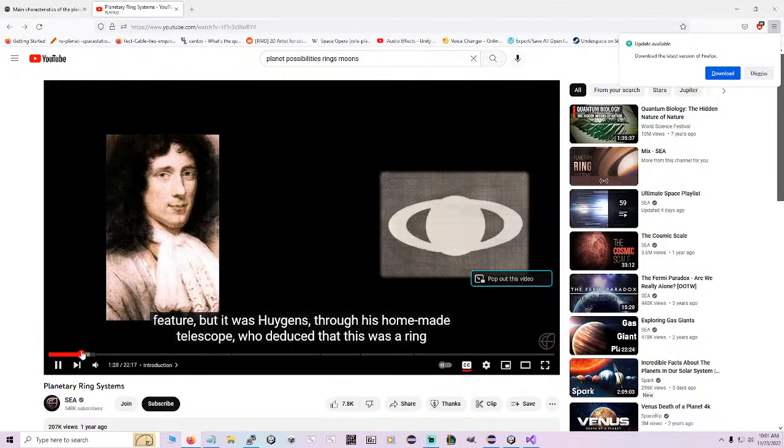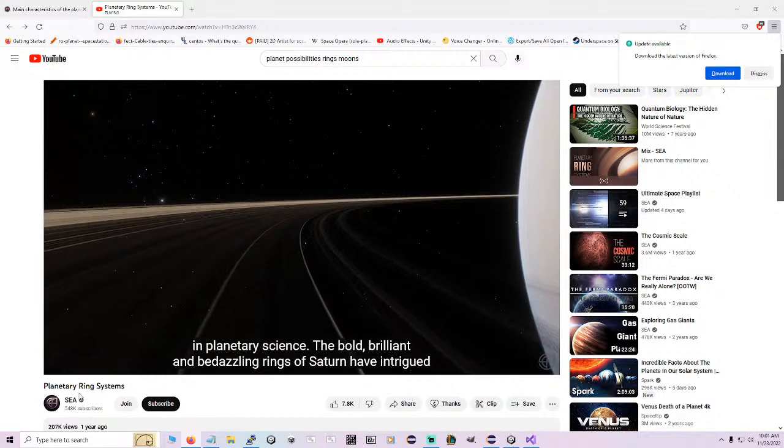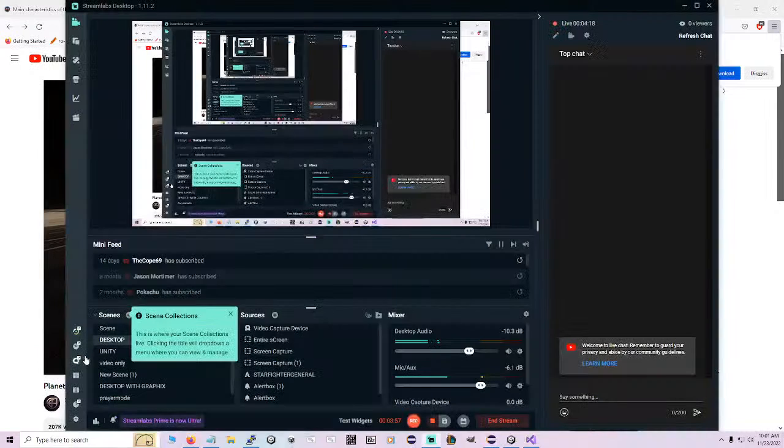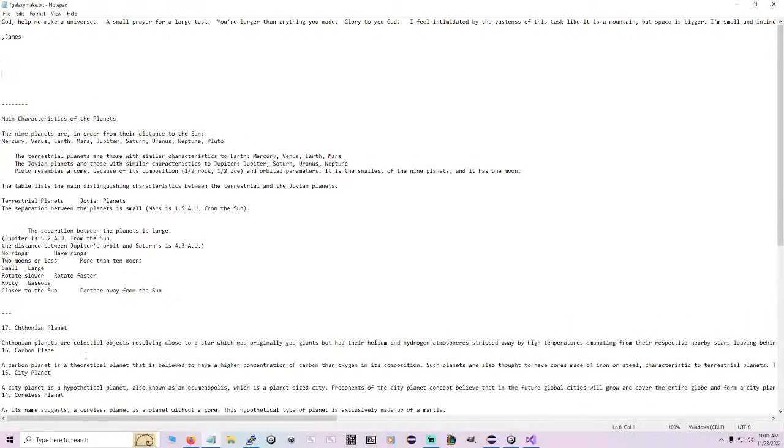Rings deduced that this was a ring system independent of the body of Saturn, and in doing so, he opened up a new paradigm in planetary science. Okay, so rings. Bedazzling rings. That new technology has led us to discover ring systems all over the solar system and elsewhere in the galaxy. This incredible phenomenon is going to be our topic today.